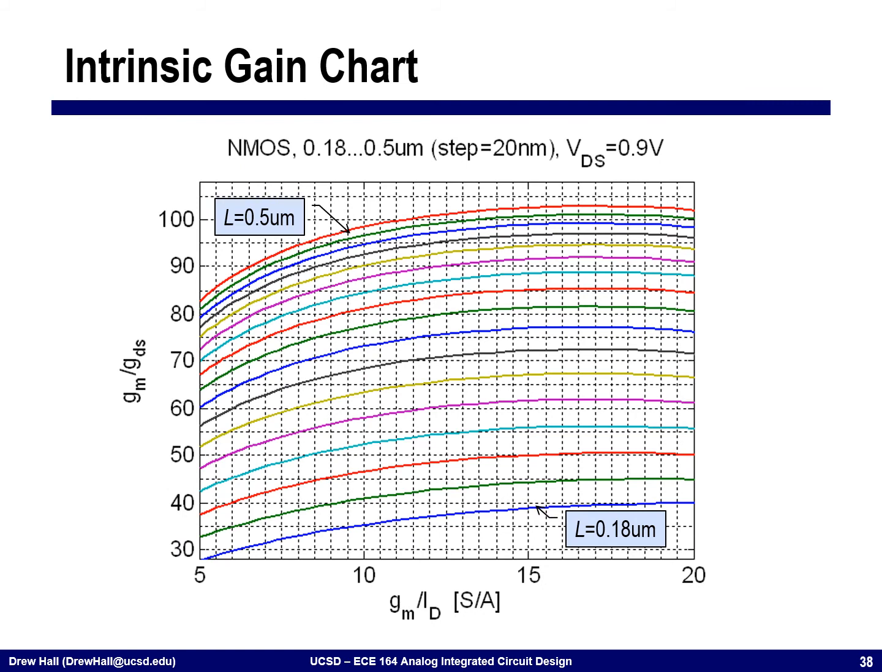This is the intrinsic gain. Again, GM over ID on the x-axis, GM R naught on the y-axis. What we see is that for our minimum channel length device, biasing this at roughly GM over ID of 15 or 20, even up here, this is in sub-threshold, we have an intrinsic gain of about 40. As we start to increase the channel length, we can increase the GM R naught up to about 100 for an NMOS device in this technology.